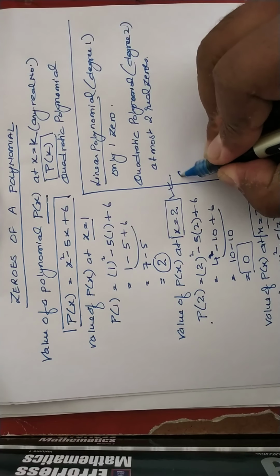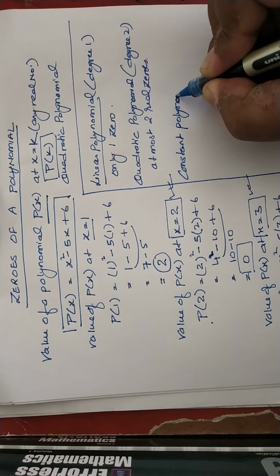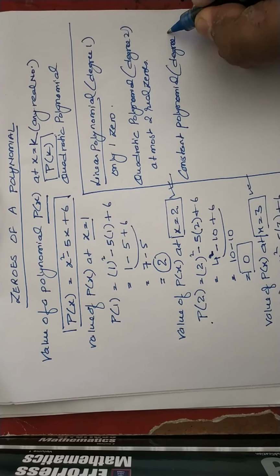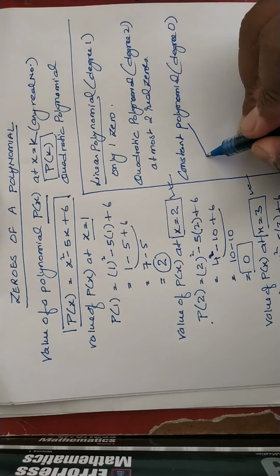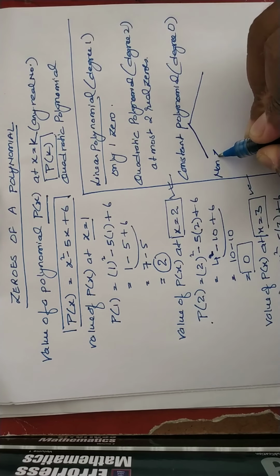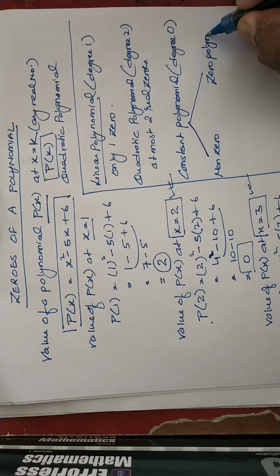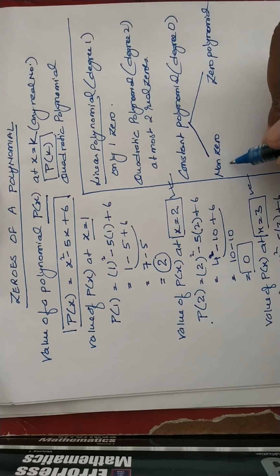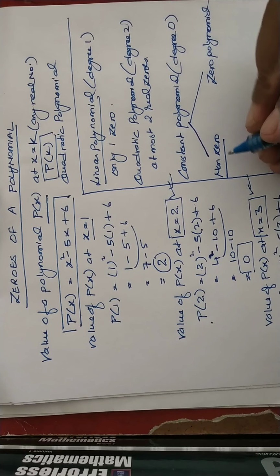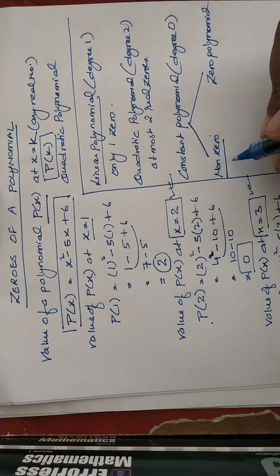And what about a constant polynomial? A constant polynomial, whose degree is 0, includes all real numbers, and we know that constant polynomials are categorized in two forms. One is the non-zero constant polynomial and the second is the zero polynomial. The zero polynomial includes the real number 0, and the non-zero constant polynomial includes all real numbers excluding 0. So how many zeros does a non-zero constant polynomial have?